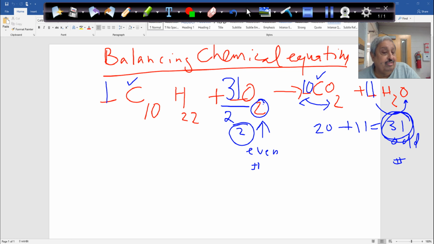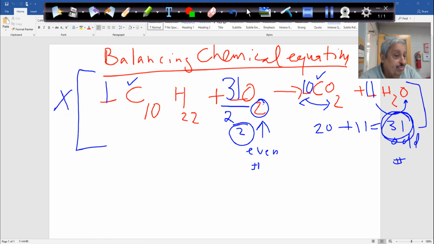Nature will tell you, I'm not supporting any fraction. Inside the atom, there is no fractional value of the protons or neutrons or electrons, correct? So I want to get rid of the 2. So I multiply the whole equation by how much? By 2. So now the equation will look like this.